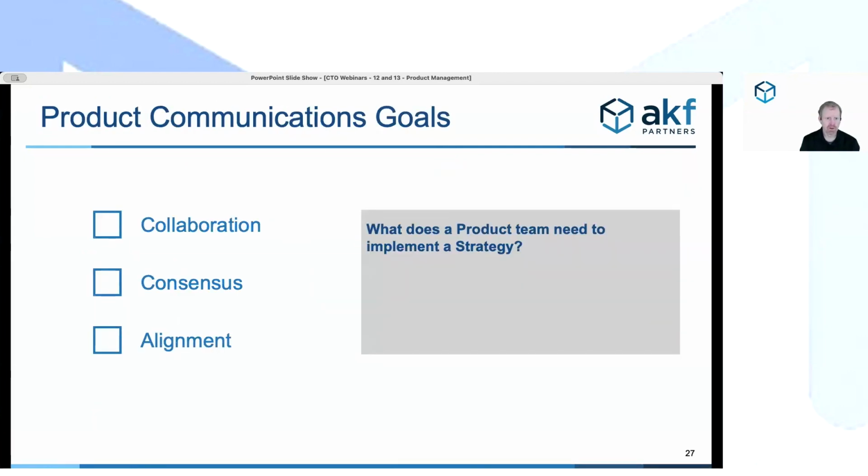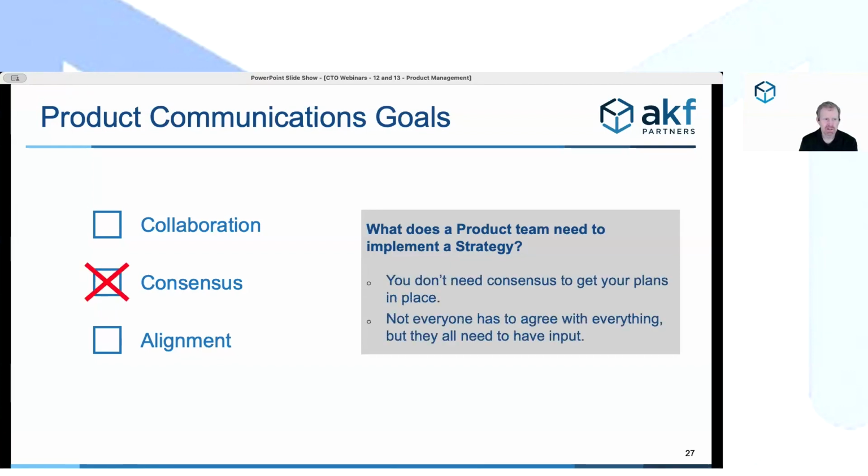All right, quick question. Which of these 3 things does a product manager team need to implement a strategy? Thanks, Majan. How many of you think we need all 3 of these? Show of hands. Okay. How many of you think we just need 2 of these? All right, very good. The correct answer is we just need 2 of these. You don't need consensus outside the team, but you just need collaboration and alignment here.